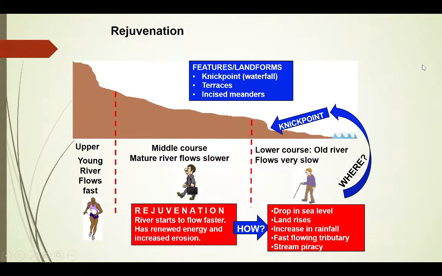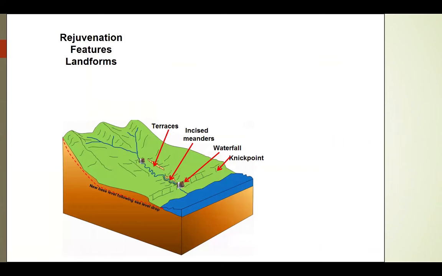Now, let's look at evidence of river rejuvenation. Number one, what is the evidence that river rejuvenation has taken place? We can see different features. A nick point is a point where rejuvenation will take place. So once you see a nick point, you must know rejuvenation has taken place. A nick point is where there is a sudden change in the gradient of the river. That is where your rejuvenation takes place.